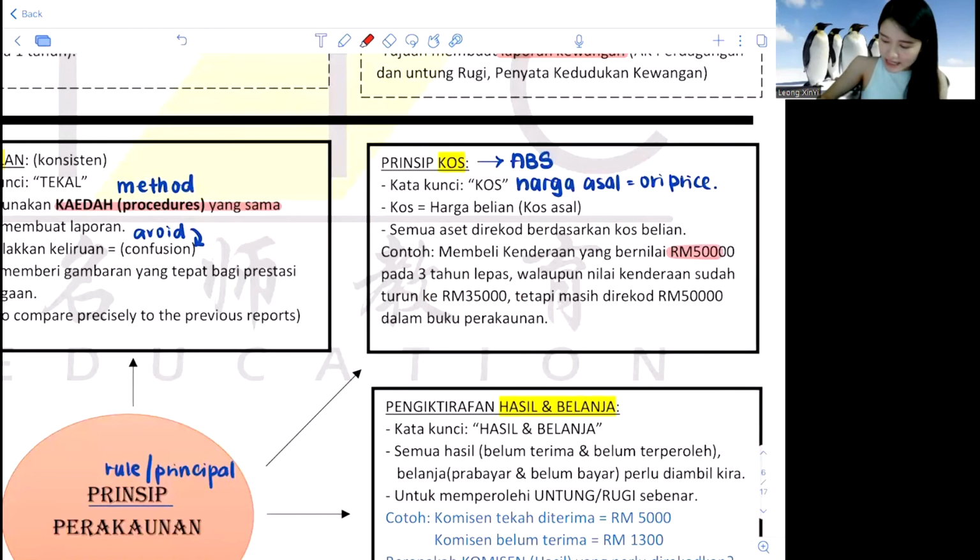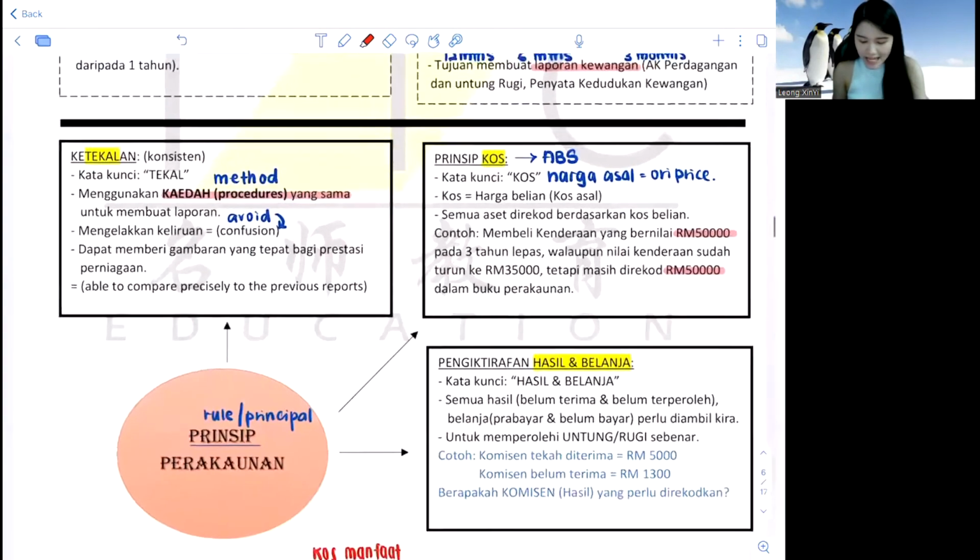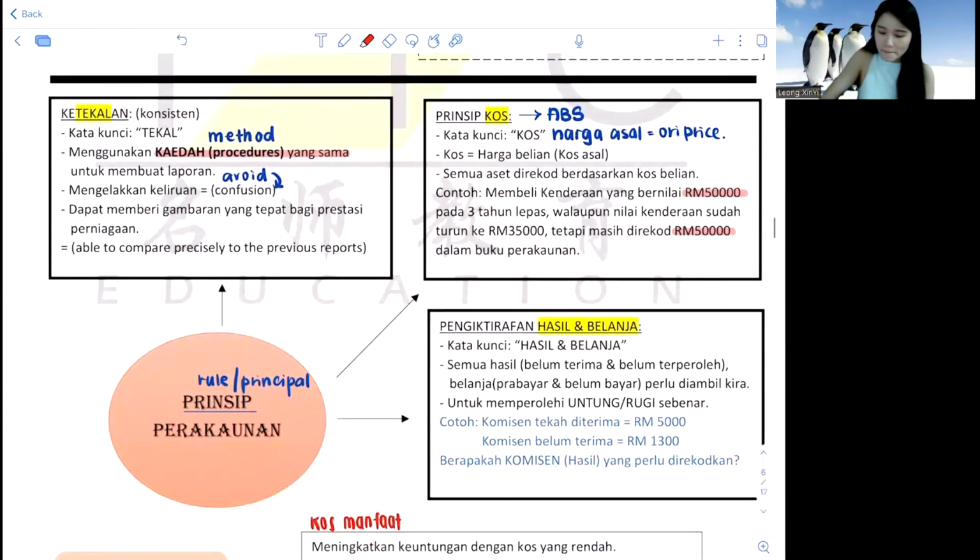So this is how the exam question will look when they want to ask for prinsip kos. They will give you the original price, and after a few years, what is the revised price, the new one? Only then to say the pemilik chooses to record 50,000 again. Okay, and now for the last prinsip perakaunan, it is called pengiktirafan. Pengiktirafan hasil dan belanja. Pengiktirafan in English is recognition.